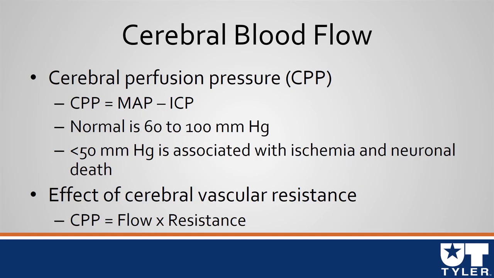The cerebral perfusion pressure, or CPP, is the pressure needed to ensure blood flow to the brain. CPP is equal to the MAP minus the ICP. Normal cerebral perfusion pressure, or CPP, is 60 to 100 millimeters of mercury. As the CPP decreases, autoregulation fails and CBF decreases. A CPP less than 50 millimeters of mercury is associated with ischemia and neuronal death. A CPP less than 30 results in ischemia and is incompatible with life.